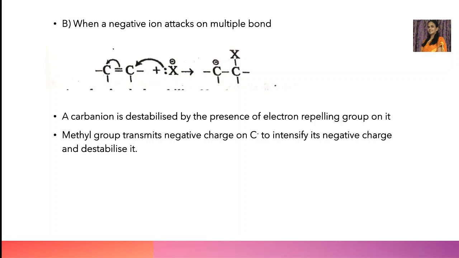So carbanion is destabilized by the presence of electron repelling groups on it. They intensify the negative charge on C minus and destabilize it. So whenever electron releasing groups are present on the carbanion, what happens? The negative charge on C minus is intensified, that is increased. Thus it destabilizes the carbanion.